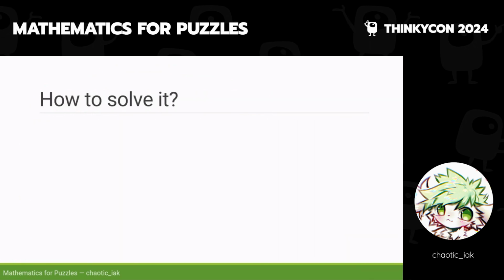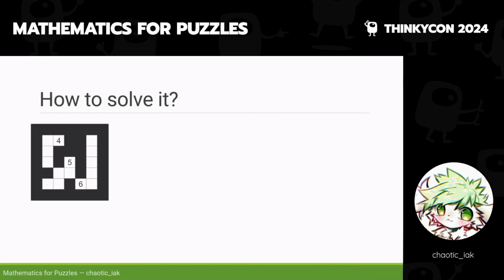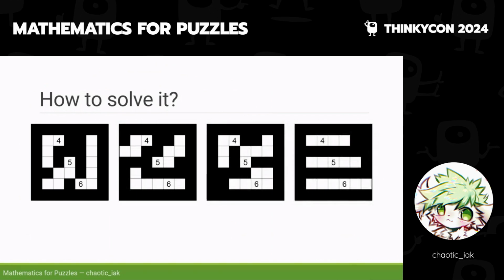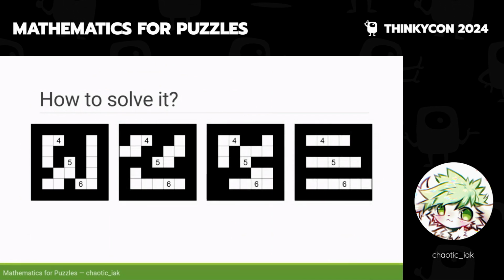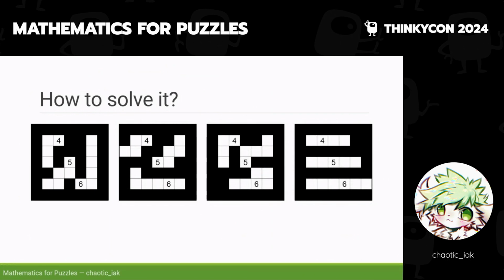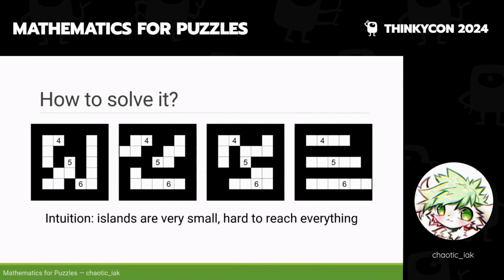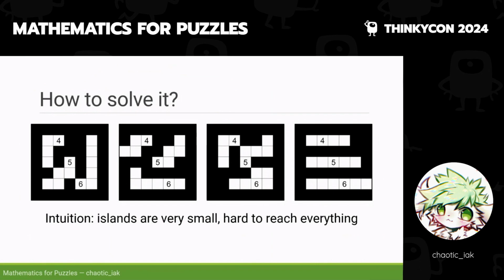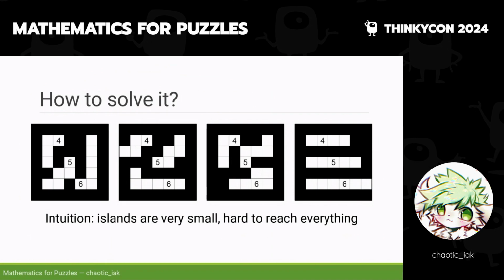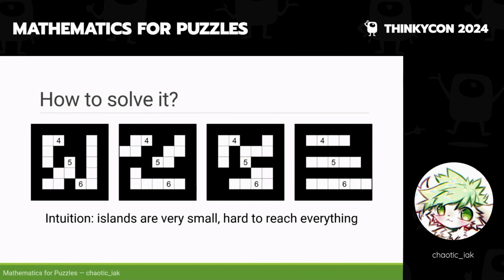Well, when I tried things around, I made several different wrong answers, and in each one of them, I see there's a 2x2 area of black cells. There's a 2x2 area. There's a 2x2 area. And I started getting the intuition. The islands are very small. It is hard to reach everything. That's why we keep getting places where no island reaches. That's why we end up with 2x2 areas of black cells.